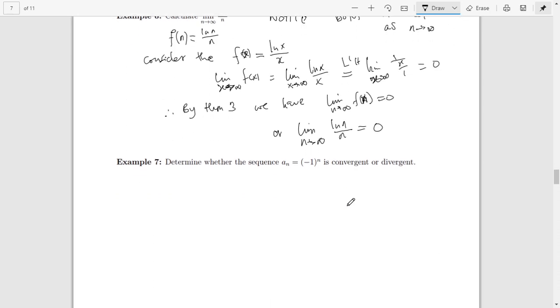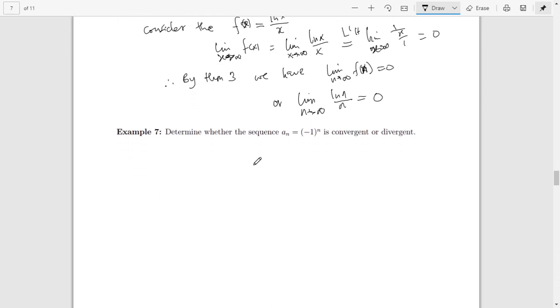Before we leave this video, let's discuss this problem. We are asked to determine whether this sequence defined by -1 to the power of n converges or diverges. Let's write out a few terms of this sequence. The first term will be -1, second term will be 1, third term will be -1, fourth term will be 1, fifth term will be -1, sixth term will be 1. Like that going, my nth term is this, and this goes this way towards infinity.